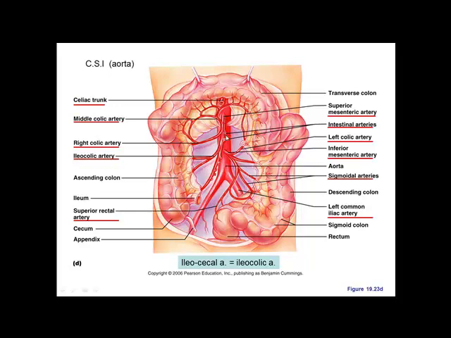Another set of arteries coming off of here. Okay, moving on. We have our inferior mesenteric artery right here. So coming off of our inferior mesenteric artery, we're going to have our left colic artery, which is going to help with the left side of the colon.